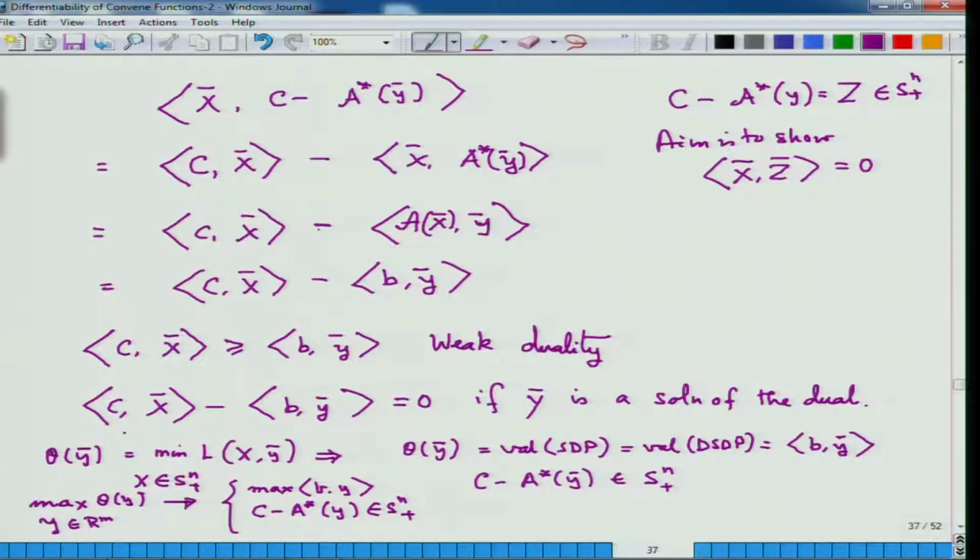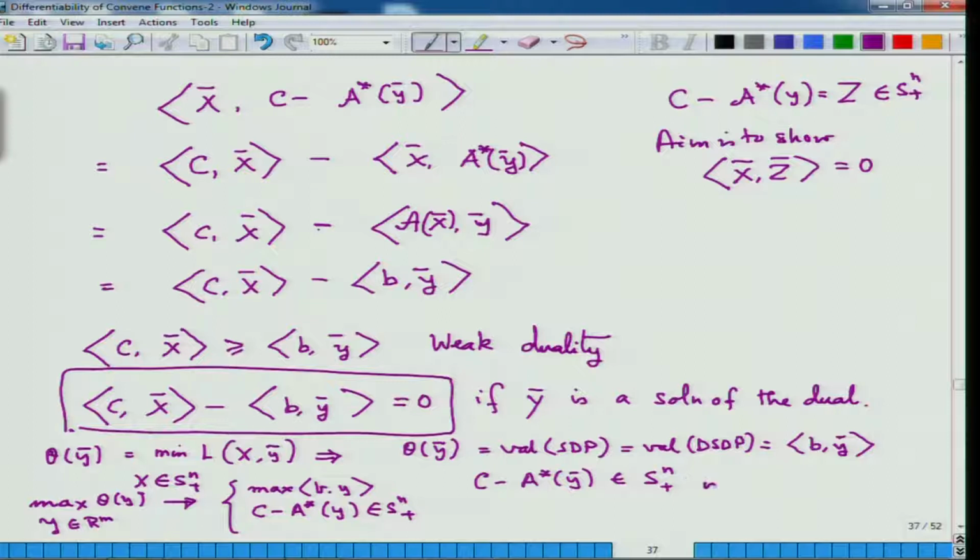So that is why Cx bar minus By bar is equal to 0, because what you have done is shown that y bar is dual feasible and theta y bar is actually the value of the dual. And what is theta y bar? Theta y bar is By bar if this holds true. So if this fact holds true, then theta y bar must be By bar, and we know already that this holds true.